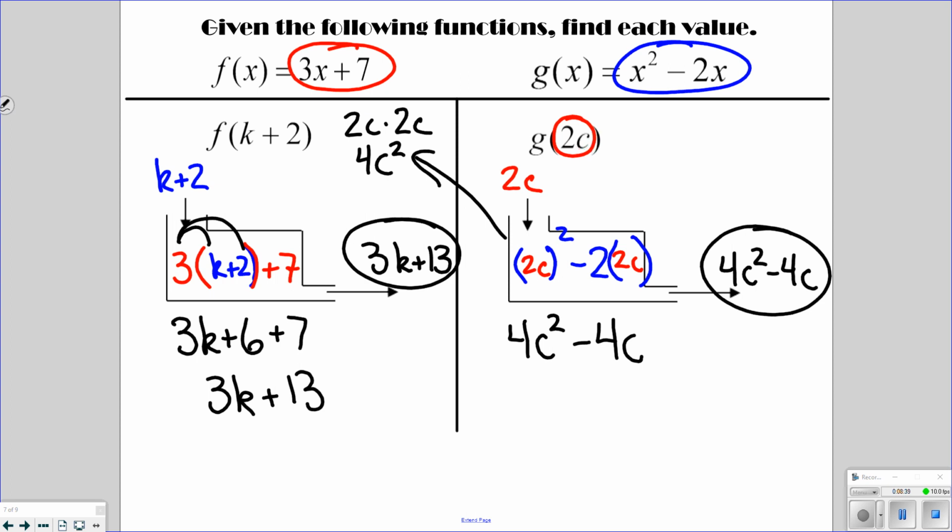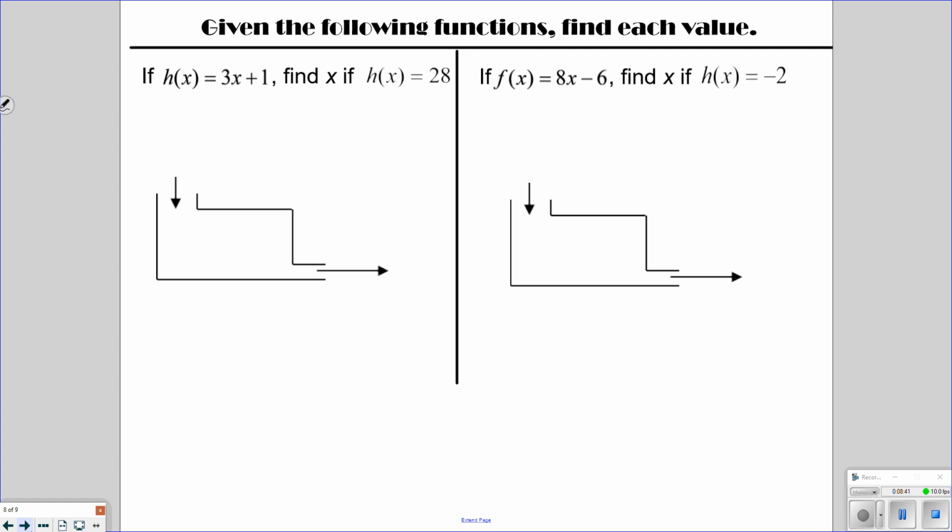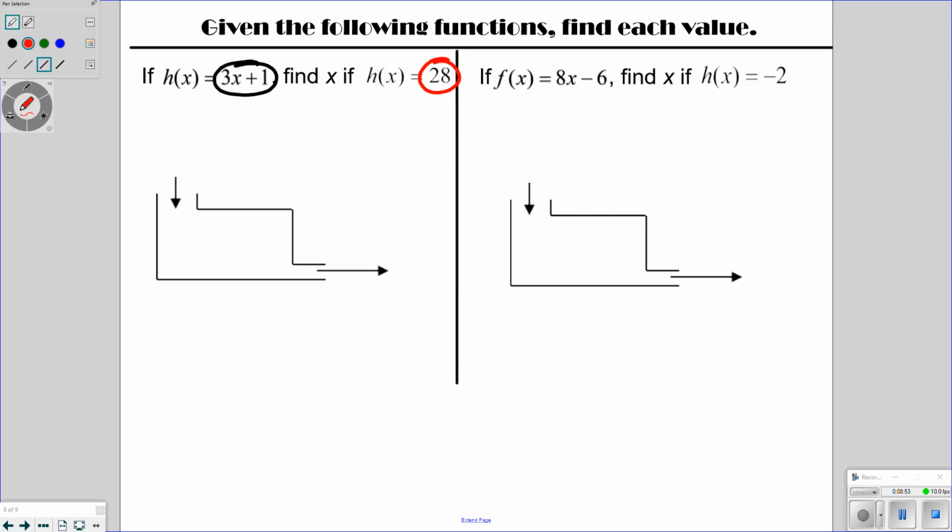Our next problem, this one's a little bit tricky because I didn't give you the input. I gave you the rule, and I also gave you the output. The way to know that is you have the h of x here and the h of x there. So I gave you the rule and I gave you the output. So our rule is going to be 3x plus 1. And our output is 28.